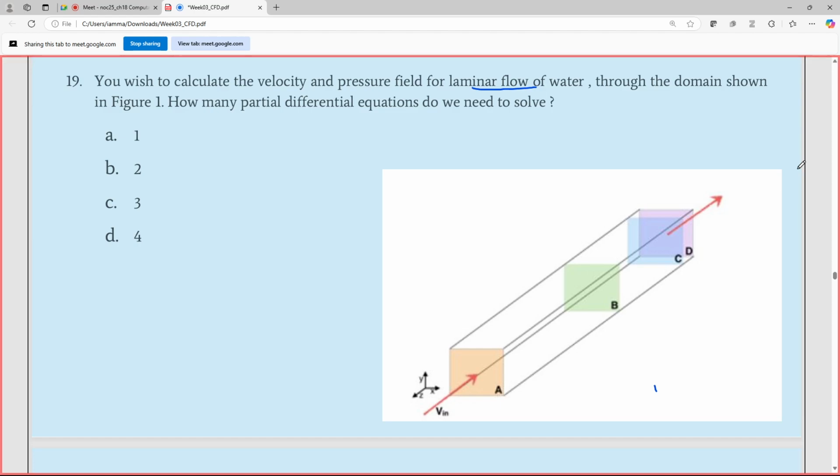Actually, the answer is option D, 4. Because it's a three-dimensional domain, there will be three momentum equations and one continuity equation. So 3 plus 1, 4. Yes, while simplifying, it will reduce, but the question is how many equations we have to consider. So the answer is option D, 4.